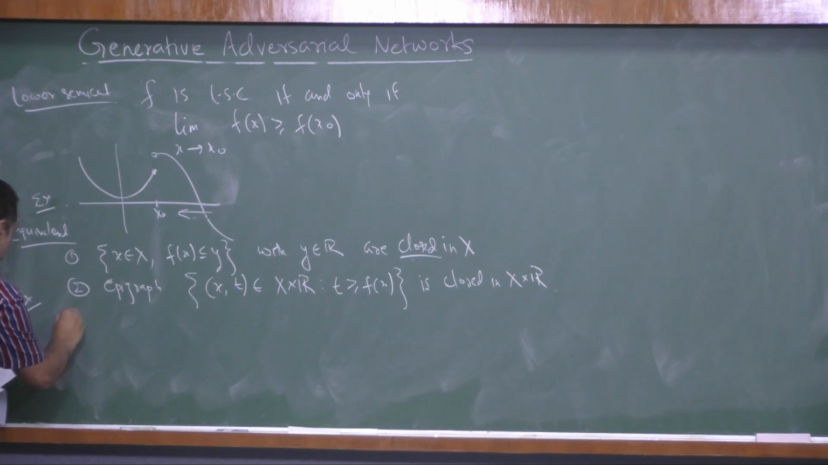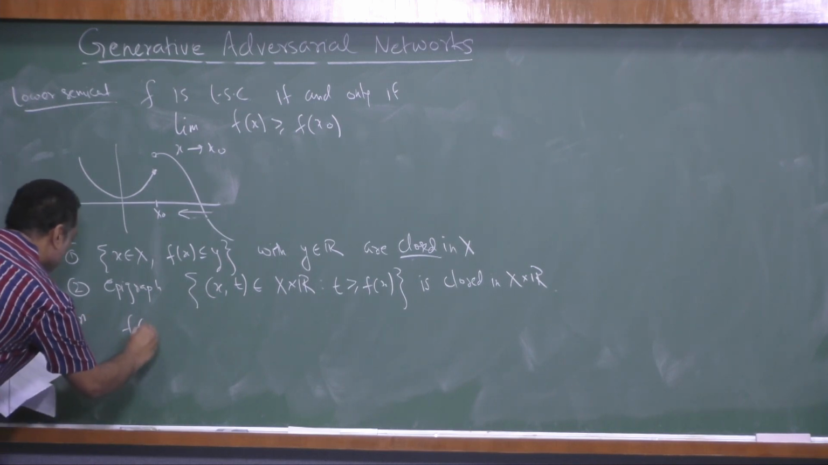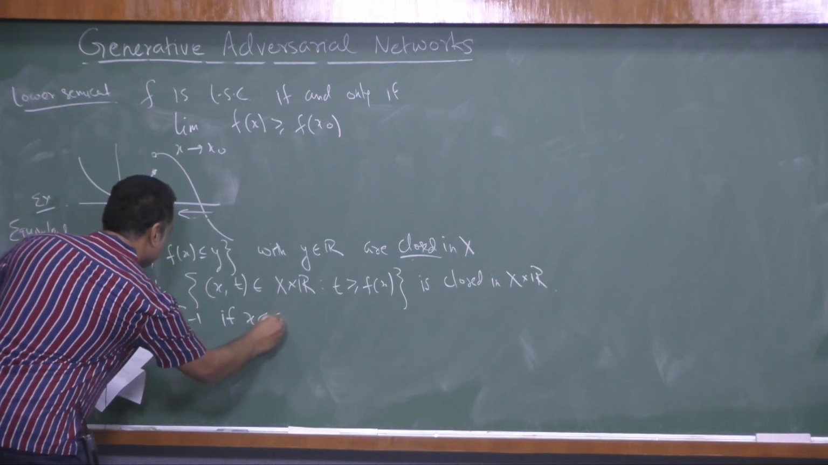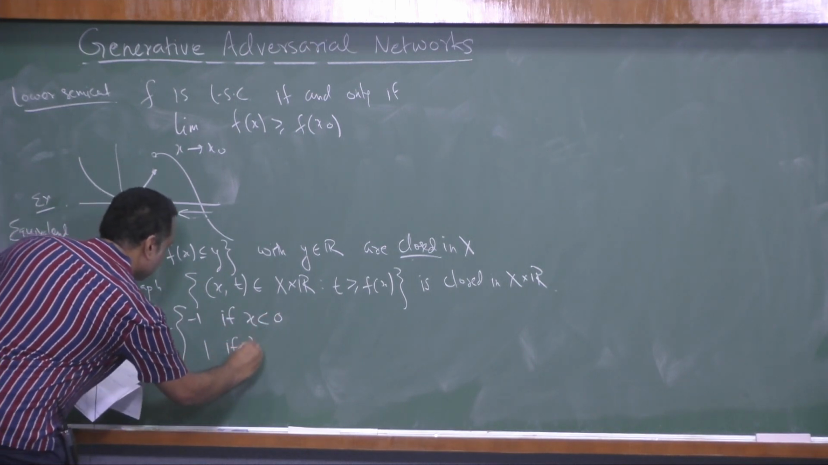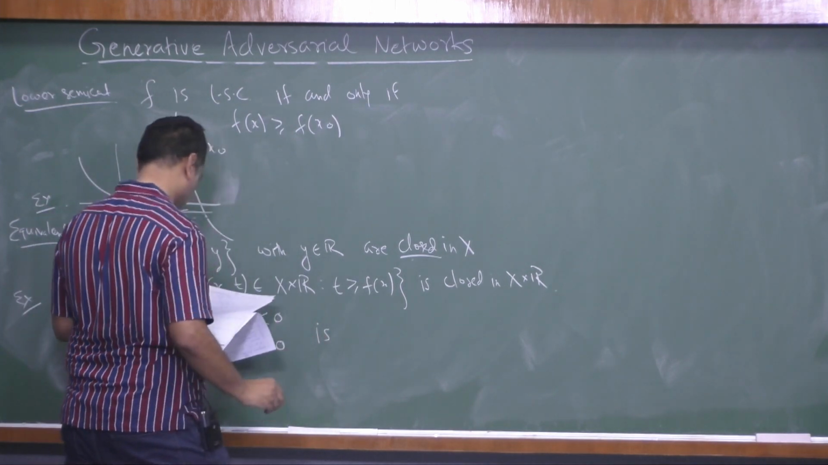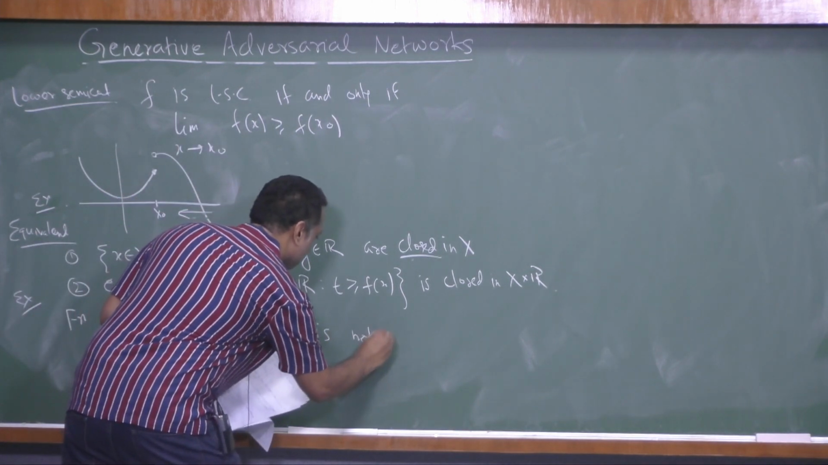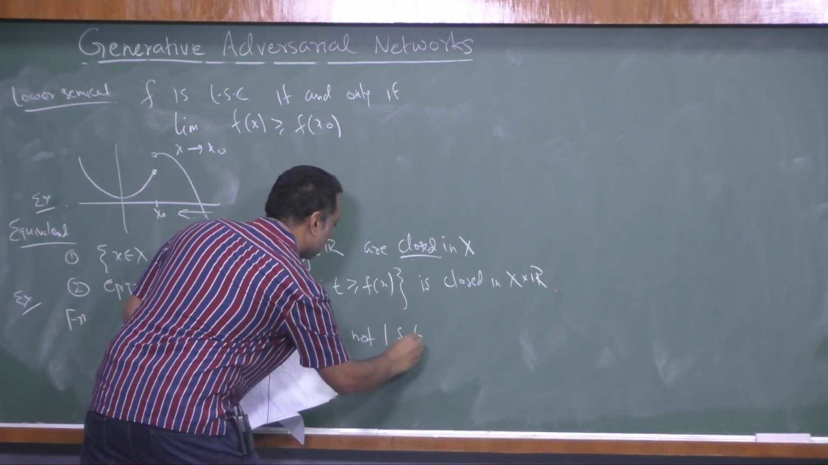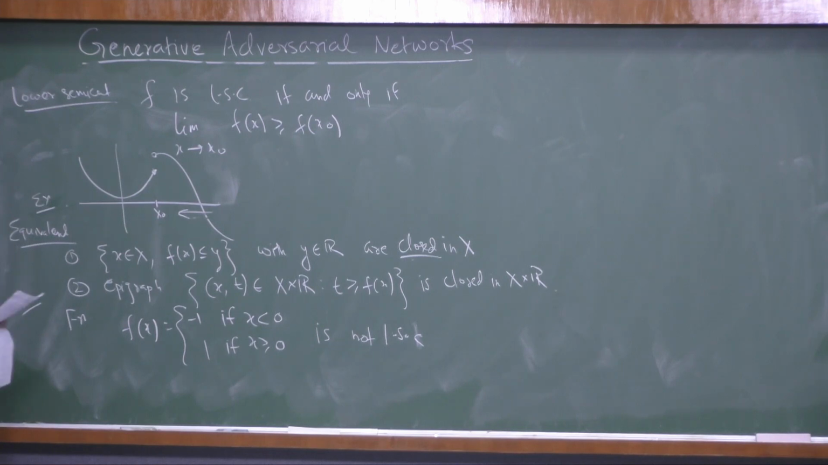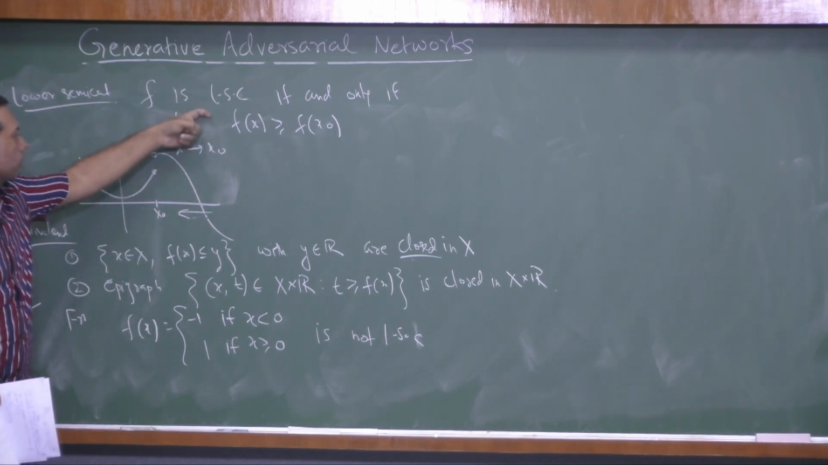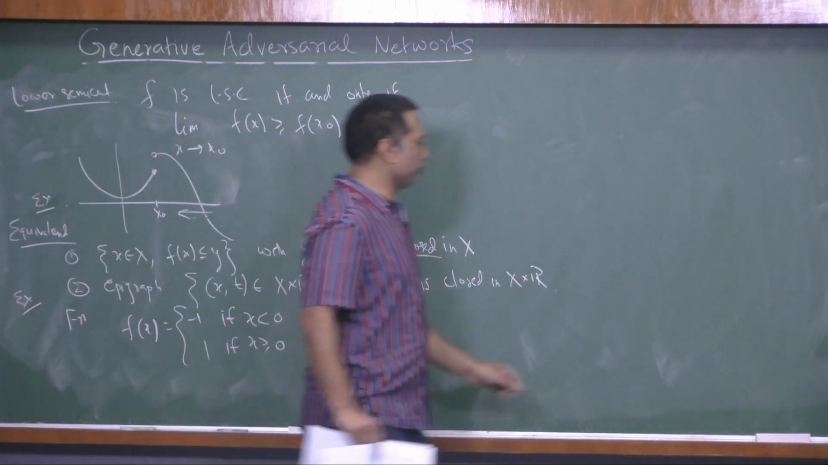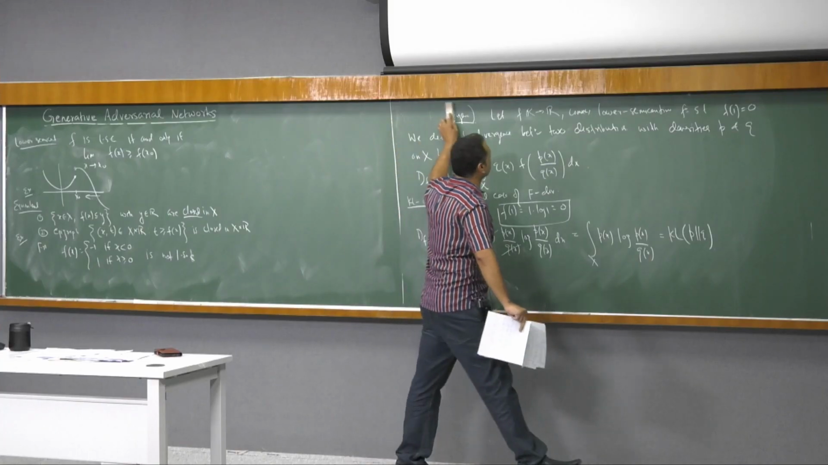Further exercise for practice: prove that the function f(x), which is -1 if x is less than 0 and 1 if x is greater than or equal to 0, is not lower semi-continuous. You can prove that. Remember this basic definition, all of you know. These additional exercises you may not have to do. If you don't know topology, then it's fine.